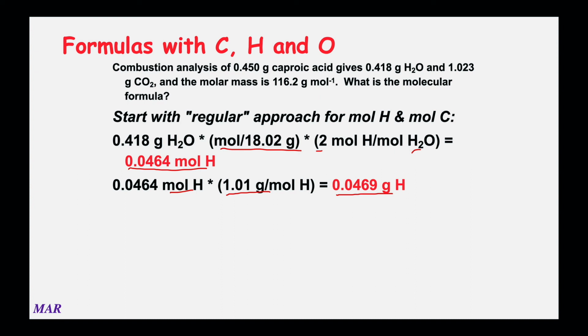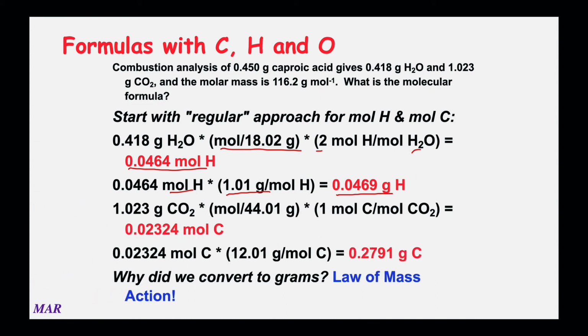Hint, hint. Now we're going to do the same process, but now with the CO2. We'll start with the 1.023 grams of CO2. We'll turn it into moles using the molar mass. 1 C from 1 CO2, so 0.02324 is the moles of carbon. And again, it's in red. That part is similar to what we did earlier. Earlier, we would have then compared moles of C and moles of H to find a formula, and we would have been done. But the oxygen is there.